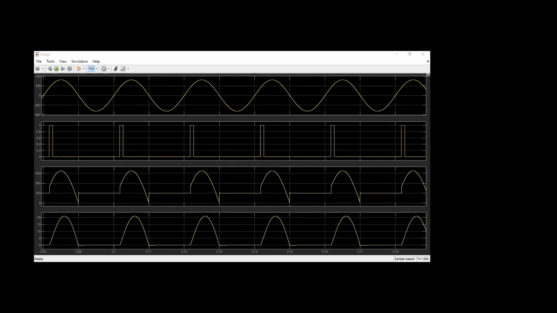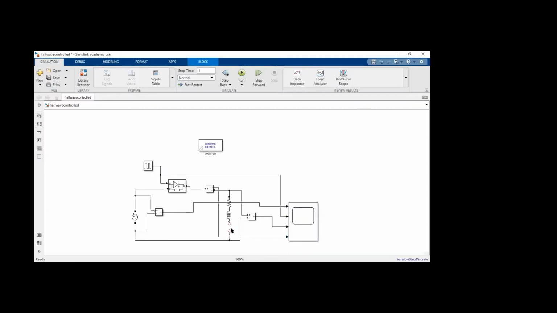When we consider 100 volts, what is happening to the output voltage? If you observe the third waveform, the voltage has started from 100 volts. If you observe here, the voltage waveform has started from 100 volts. To understand, I will remove it and show you. This is by considering RLE. The same circuit, I'm removing this. Now I run the model with RL load by eliminating E.